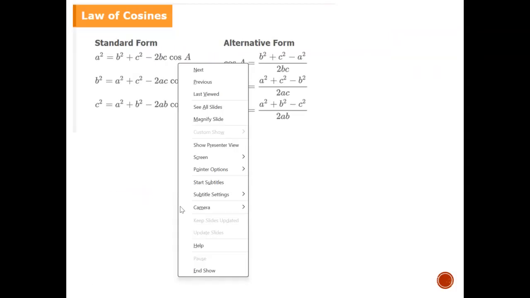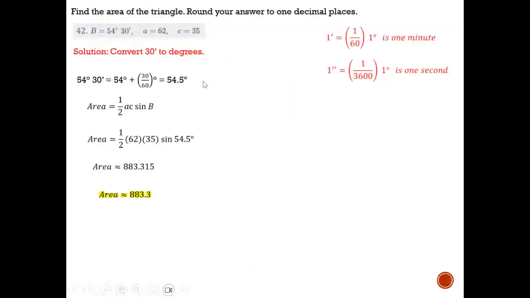And again, let me go back. I keep forgetting to put square. So this will be square units, because they don't give you the units. It'll just be square units.